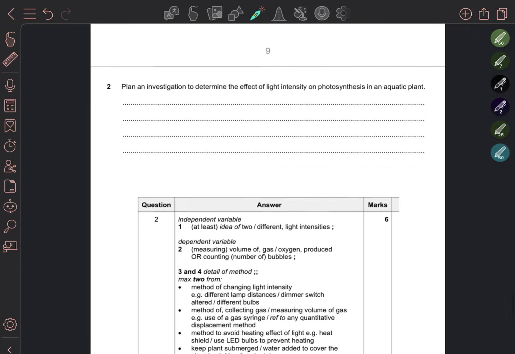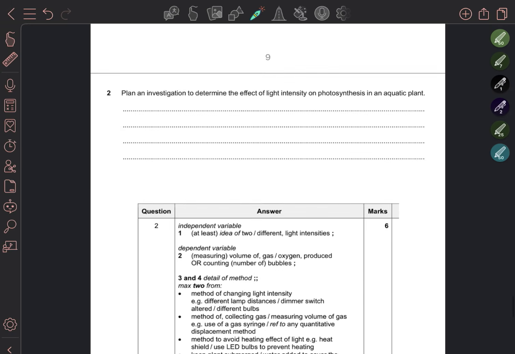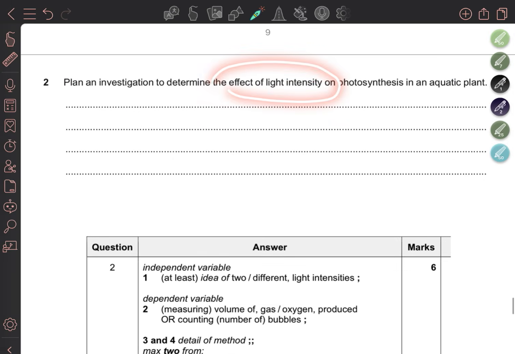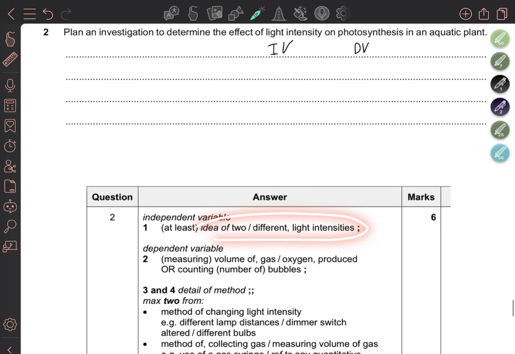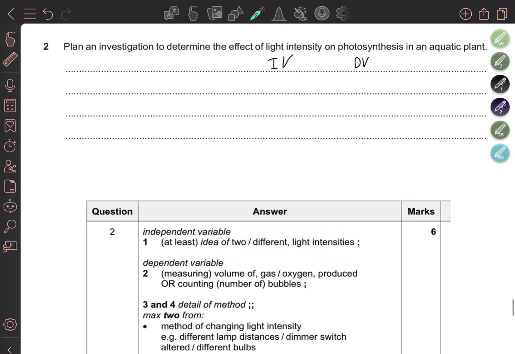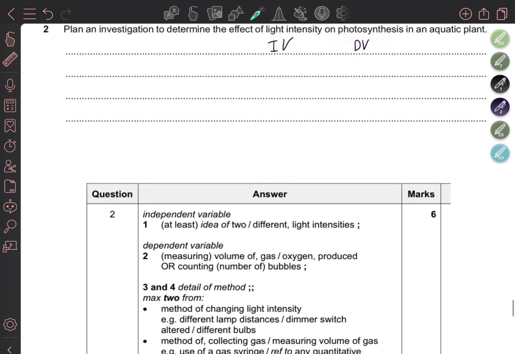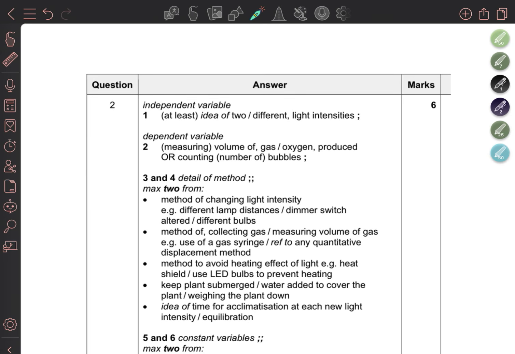Now this experiment is really similar to the previous question. Here you have to determine the effect of light intensity on photosynthesis in an aquatic plant, so that is your independent variable. But this time the dependent variable is the rate of photosynthesis, okay? So your experimental setup would be quite the same. Your dependent variable is different. The independent variable is obviously that you're going to use different light intensities. The dependent variable is the rate of photosynthesis, and you can measure that by measuring the volume of gas produced using a syringe, or you can just count the number of bubbles.